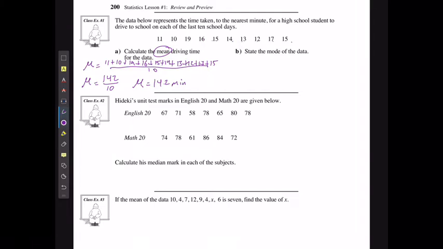If I'm stating the mode of the data, well, 11 only shows up once, 10 shows up once, 19 once, 16 once, 15 shows up twice, 14 once, 13 once, 12 once, 17 once. The mode is going to equal 15 minutes. 15 is the only number that occurs more than once.